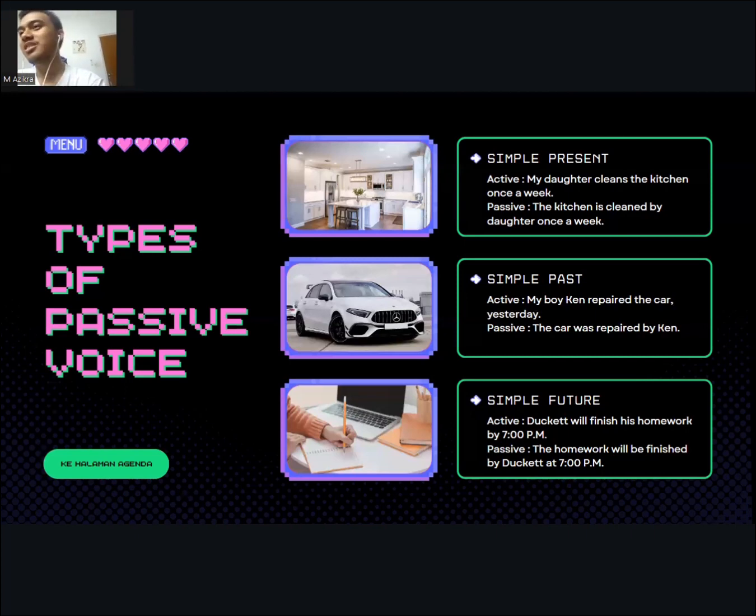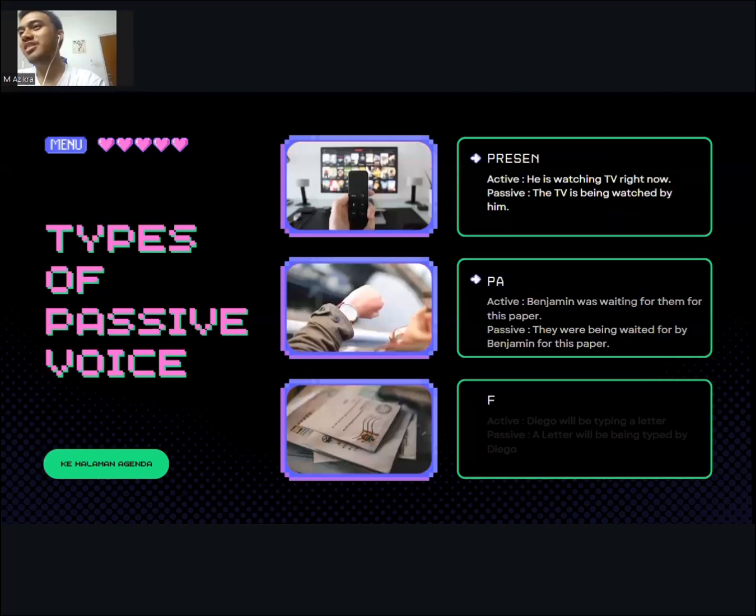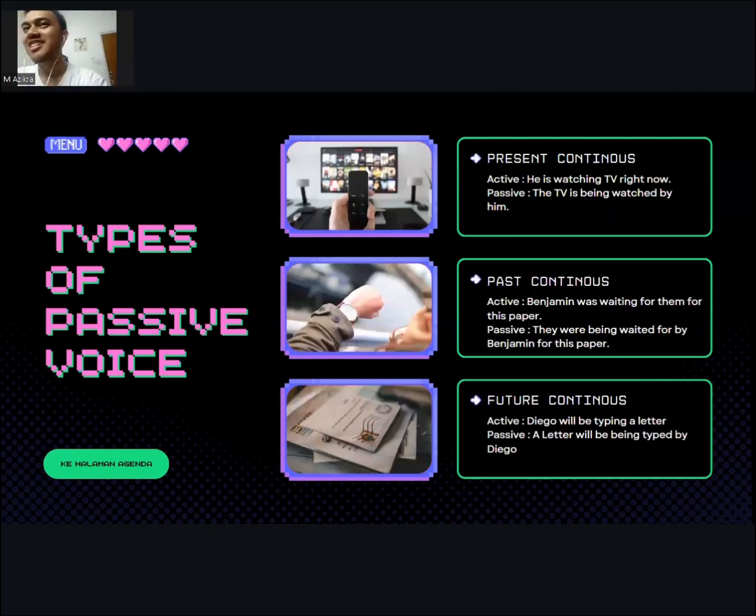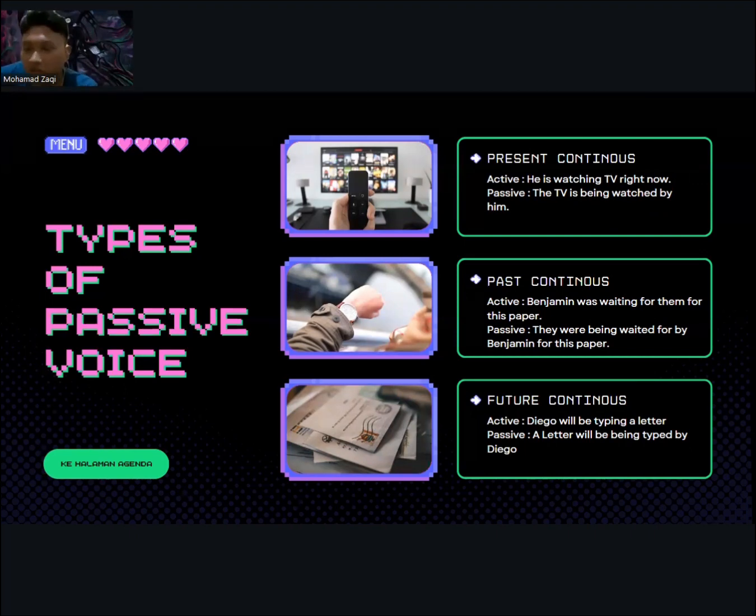So that's next. Let's go. Present continuous. On active, the example is he is watching TV right now. And passive is the TV is being watched by him. On passive, we can see the TV is being, that shows us that it's a present activity, and watched is verb three, by him the object.